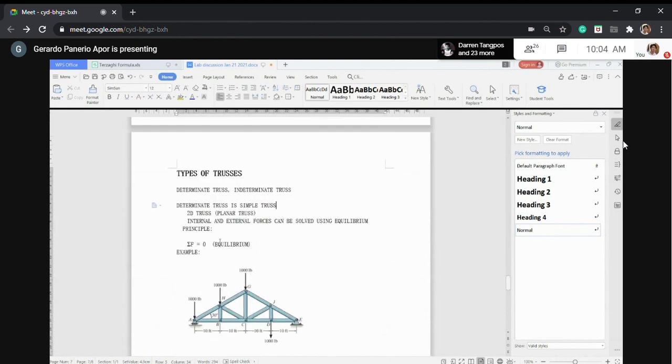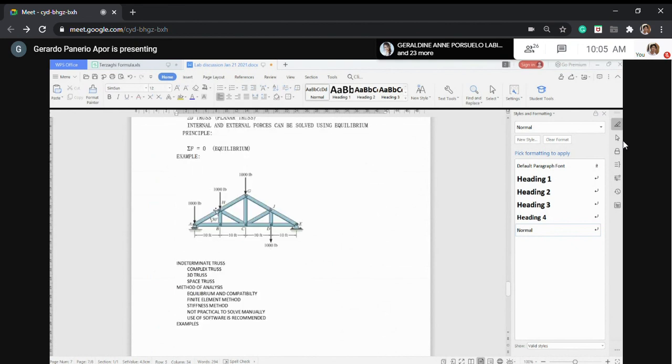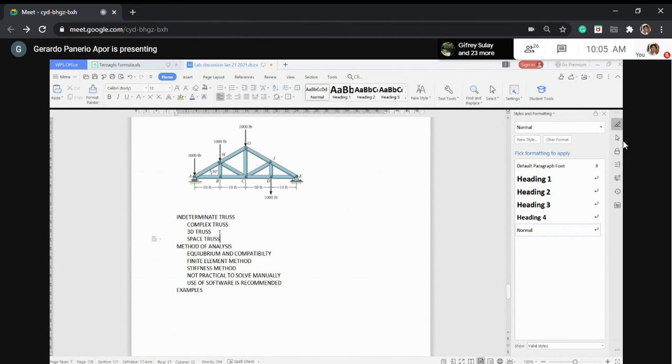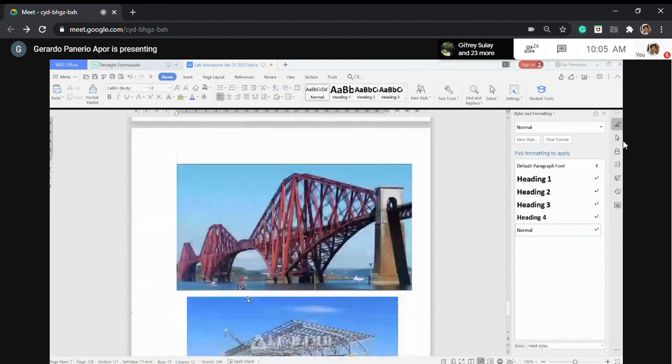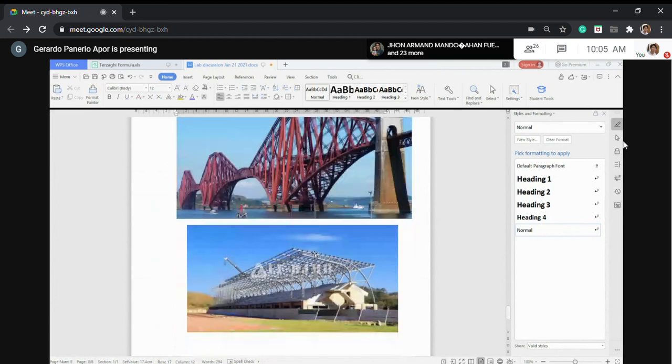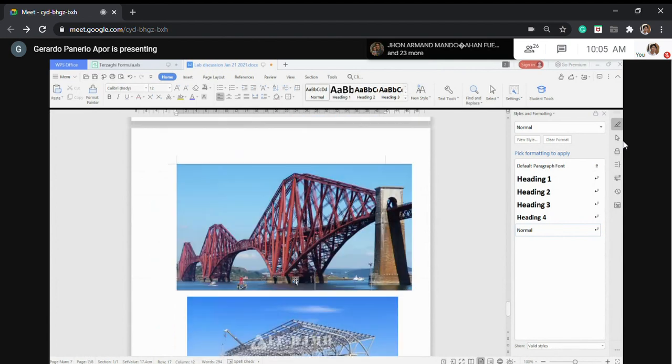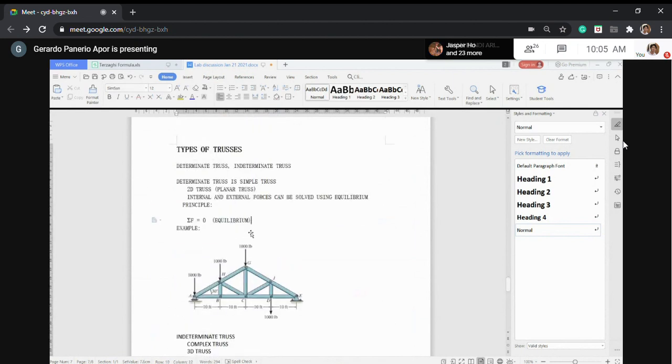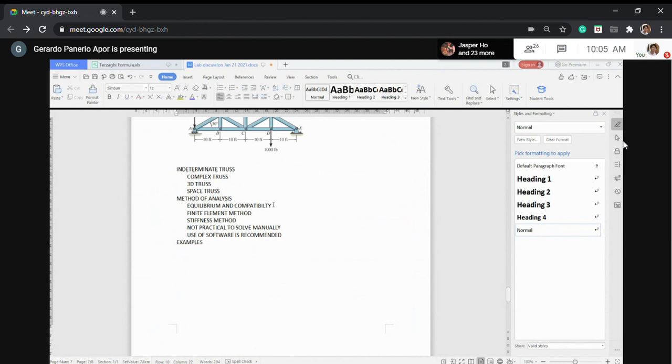And it can be solved using equilibrium only. The summation of forces is already enough to solve the internal forces. How about the indeterminate truss? It is a complex truss, a 3D truss, a space truss. So can we do it by using equilibrium? No, we cannot. You have to use equilibrium and compatibility.